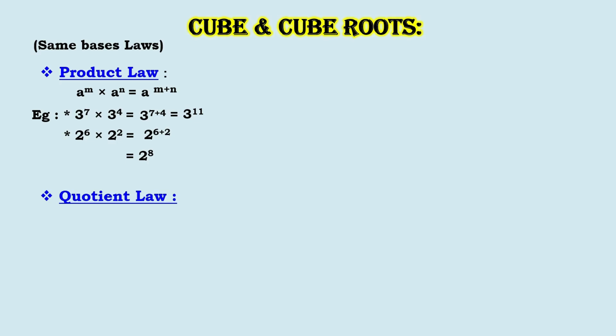Now coming to the quotient law. A to the power m divided by a to the power n is equal to a to the power m minus n. Here the bases are the same, so we need to subtract the powers.